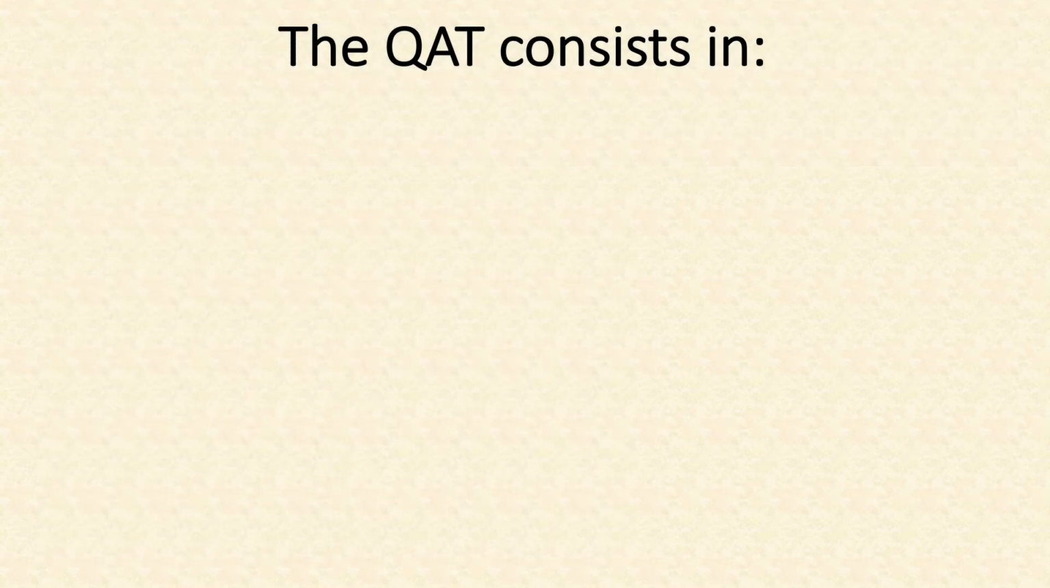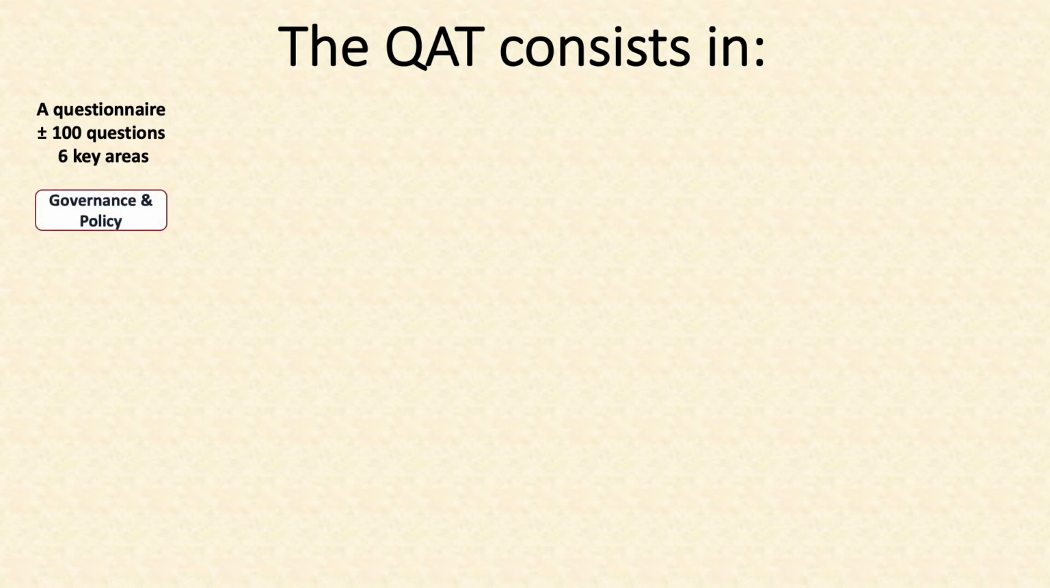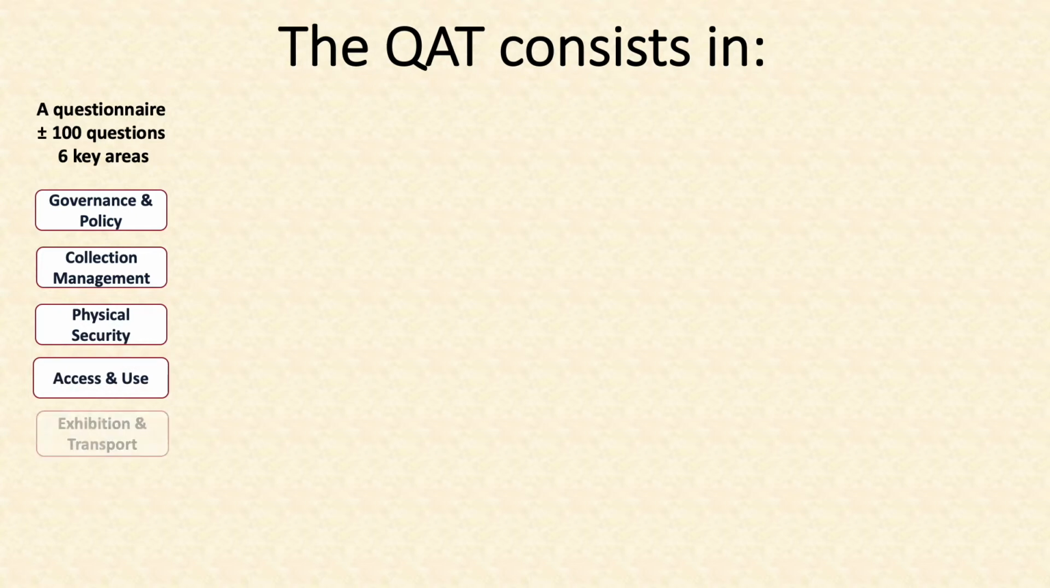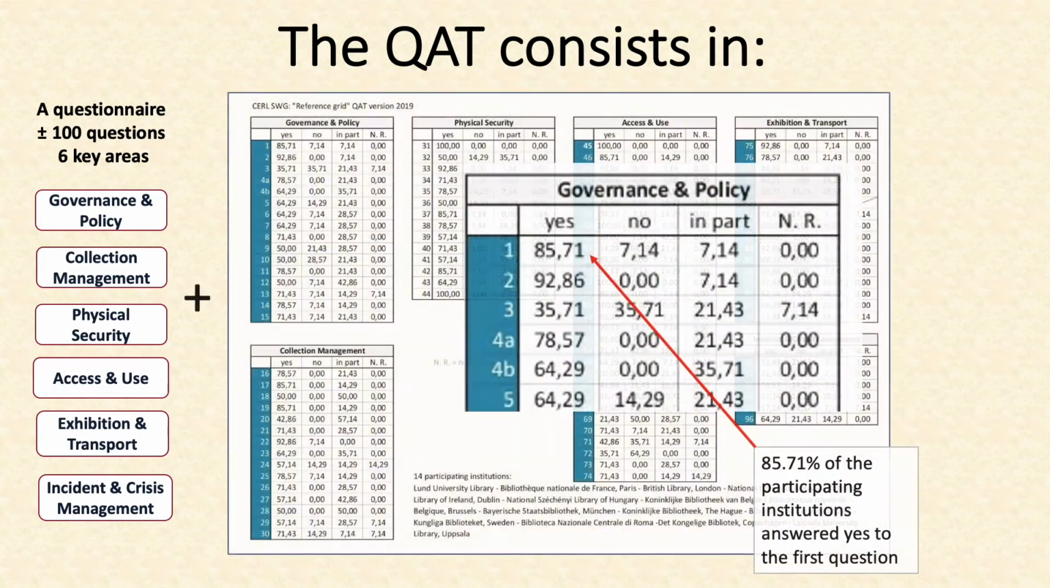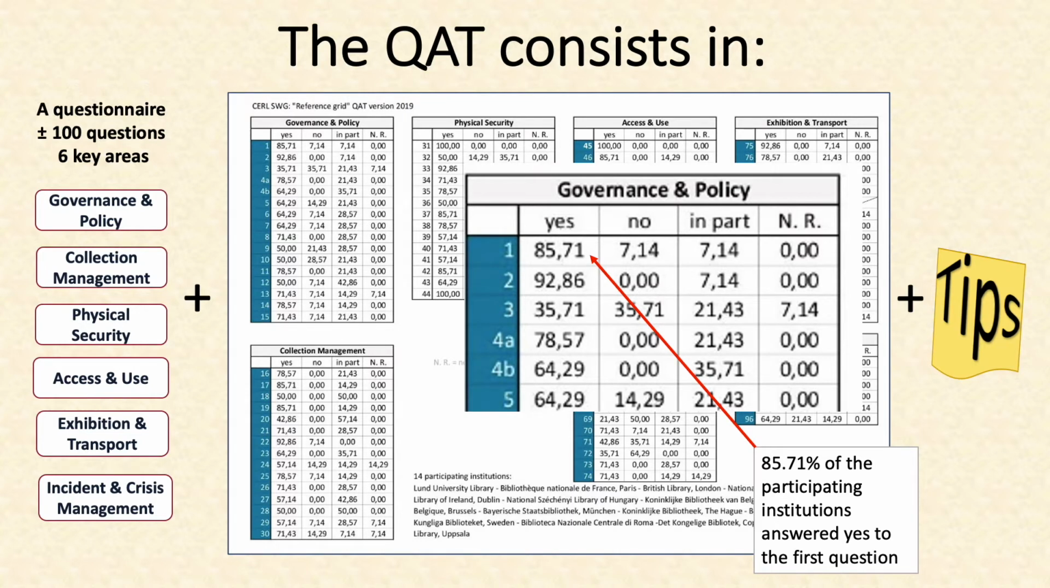The tool is based on 3 elements: a questionnaire of about 100 questions covering 6 key areas, namely governance and policy, collection management, physical security, access and use, exhibition and transport, and incident and crisis management. Then, a reference grid resulting from the survey results of the institutions represented within the Security Working Group. And finally, a series of tips to guide you in the coordination of your actions.